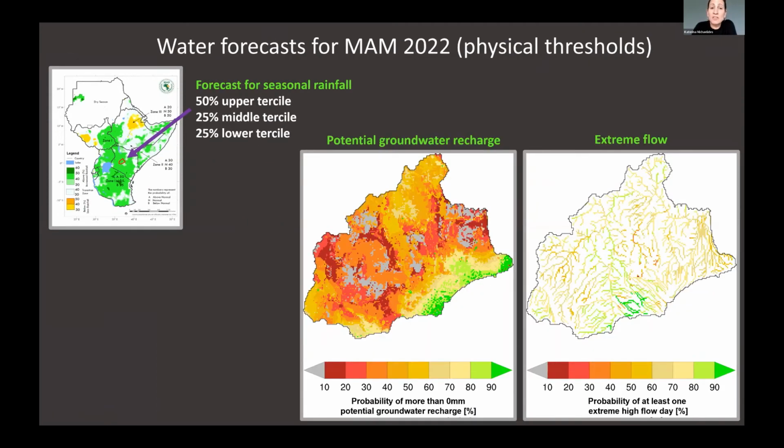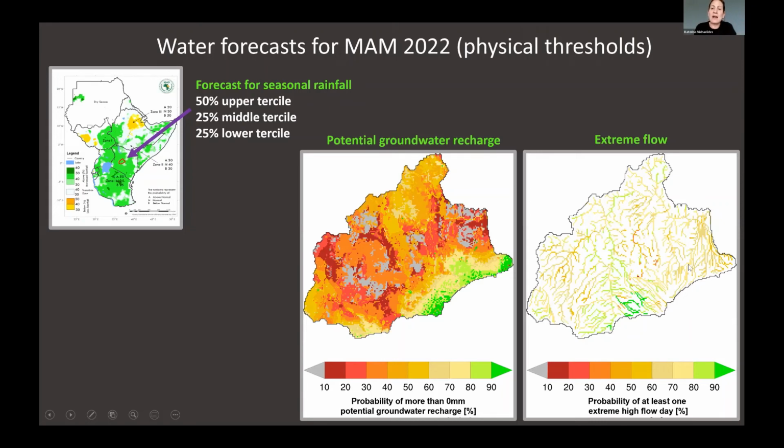And we can do that for the terciles, but we can also do that for physical thresholds. And we can say, well, what's the probability that you'll get more than 0 millimeters of groundwater recharge, and you can get maps like this. And what is the probability that you'll get at least 1 day of extremely high flow in the rivers, and you can get maps like this.